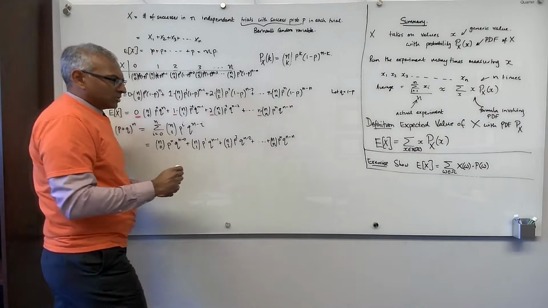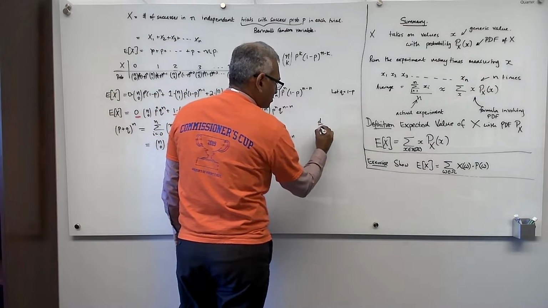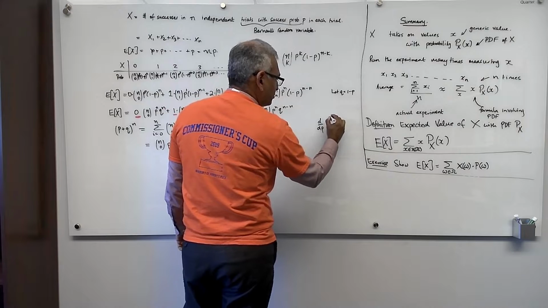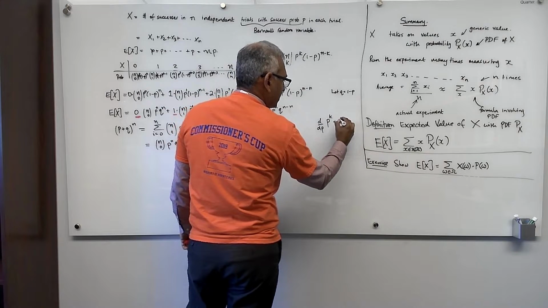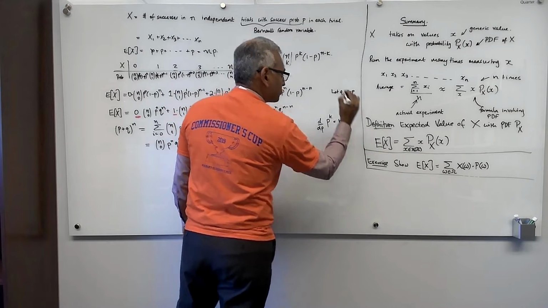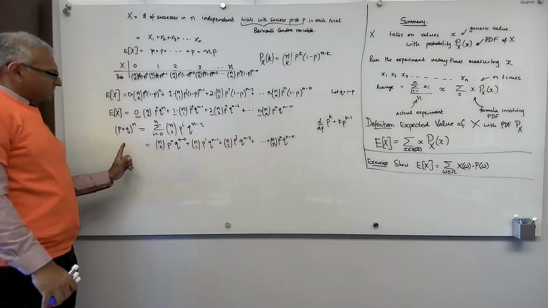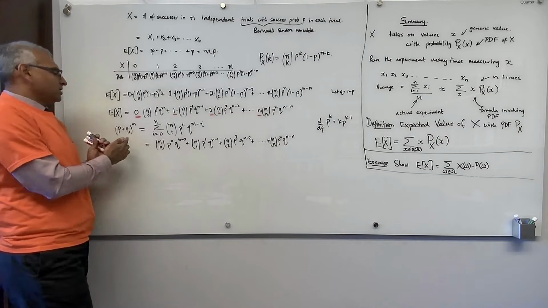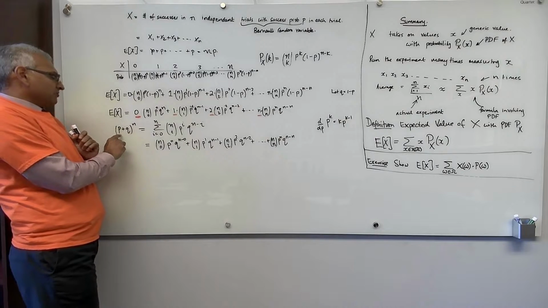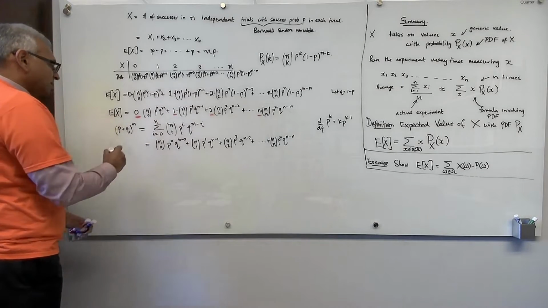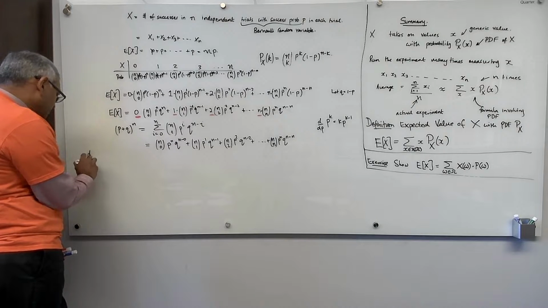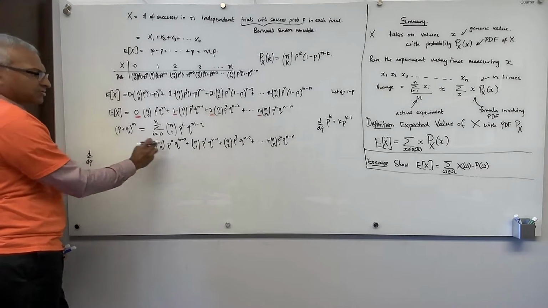I will remind you that the derivative with respect to p of p to the k is equal to k p to the k minus 1. Okay, so now think of q as some fixed number, and I'm letting p be a variable. So let's take the derivative d by dp on both sides of this equation.